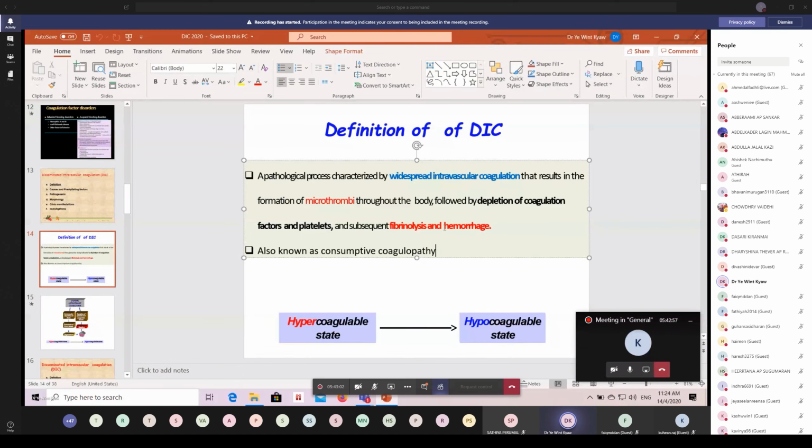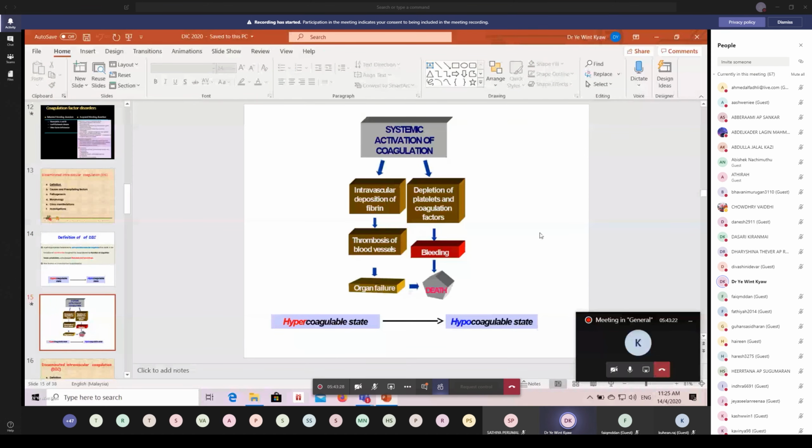So hypercoagulation is followed by hypocoagulation. Firstly, they use a lot of platelets and clotting factors for coagulation. Later, all the factors are finished in the body, so it is followed by hemorrhage. Initially hypercoagulation, followed by hypocoagulation. This systemic activation of coagulation can cause intravascular fibrinolysis and thrombosis. Firstly thrombosis, which can cause organ failure. Secondly, it is followed by reduced platelets and clotting factors, which can cause bleeding later and can lead to death. This is the general principle of DIC.